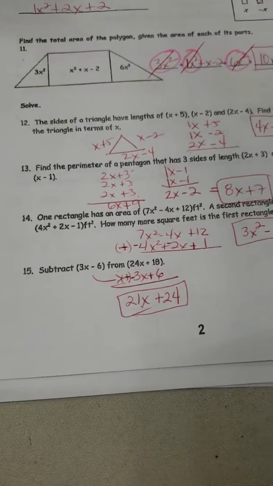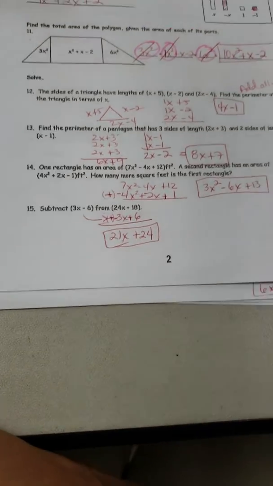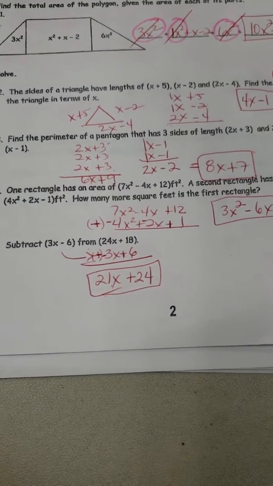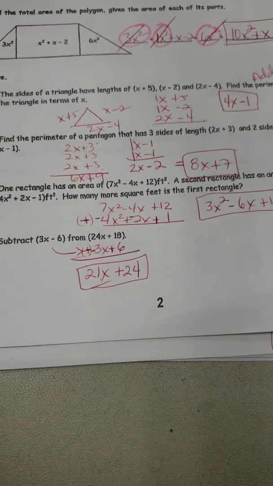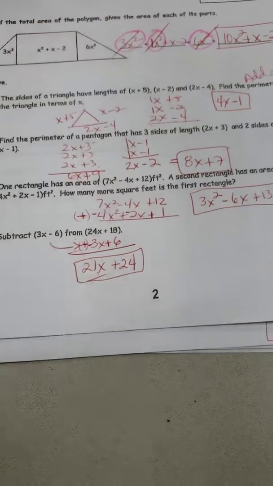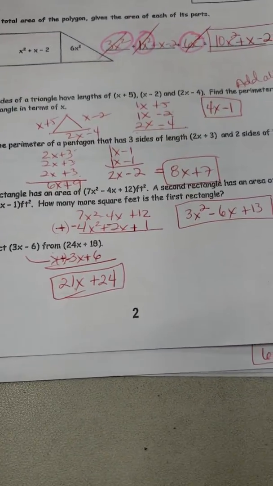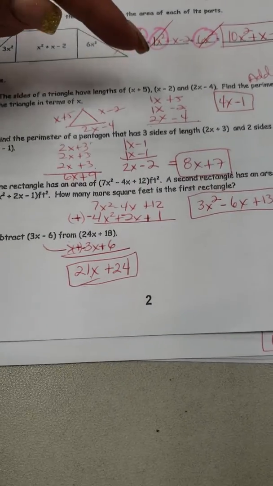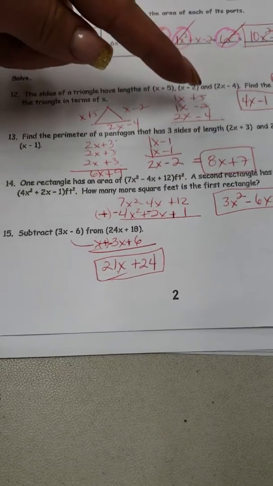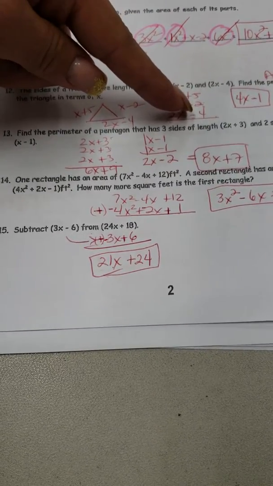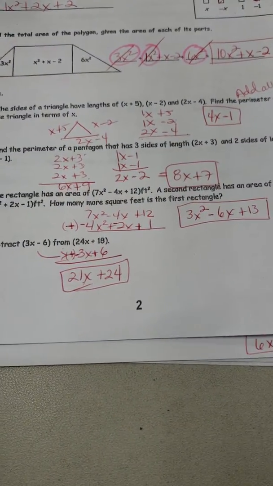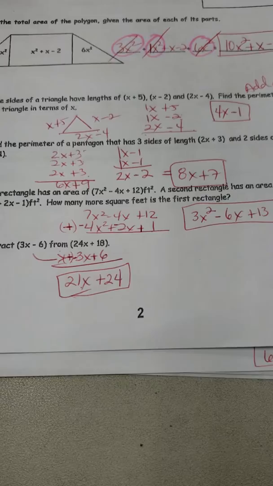All right, 12, 13, and 14, and 15 are probably the easiest kind. 12 tells us to find the perimeter of a triangle. It gives us the dimensions of the triangle, so we wrote them out here. And all you have to do is add all the sides. Combine like terms. So we had 1x plus 1x plus 2x gives us 4x. And 5 minus 2 is 3. And 3 minus 4 is negative 1. So when adding the sides, really you just have to worry about combining like terms.